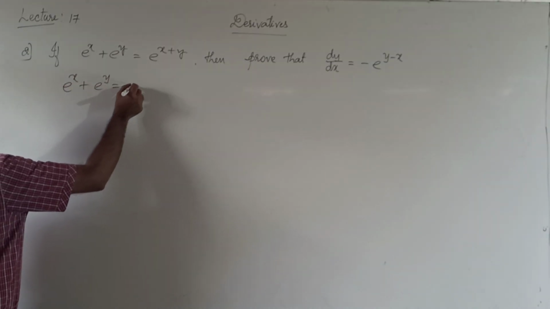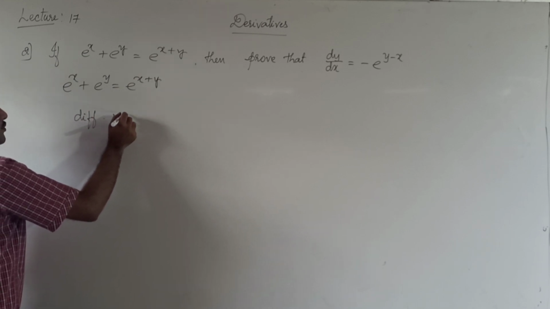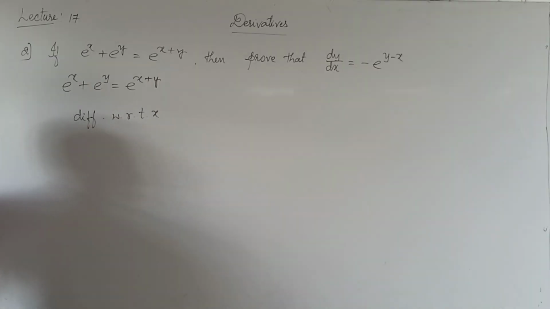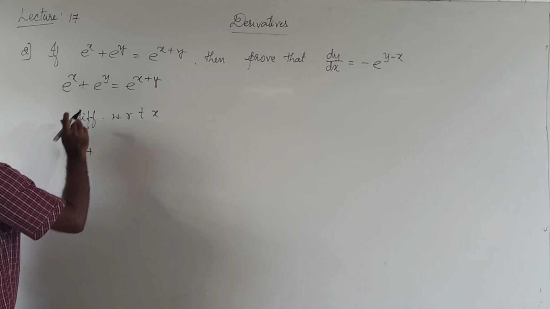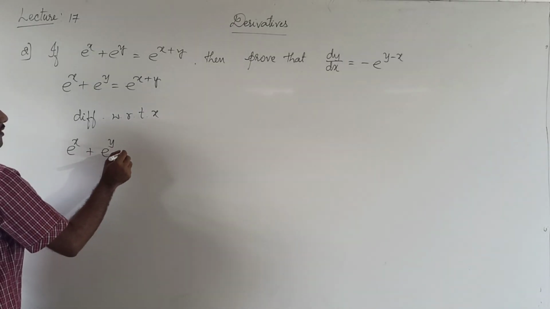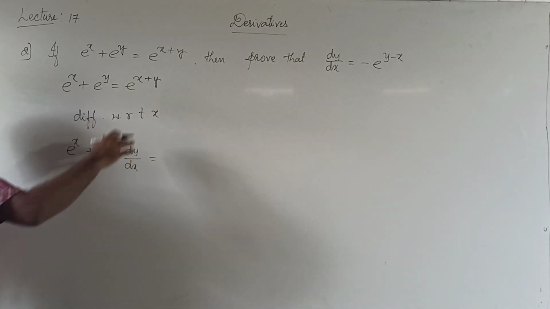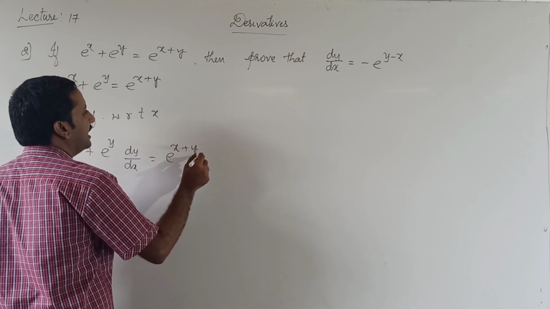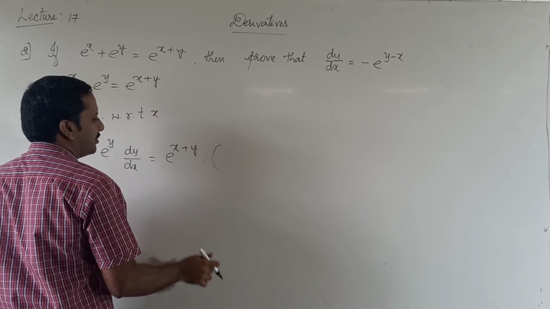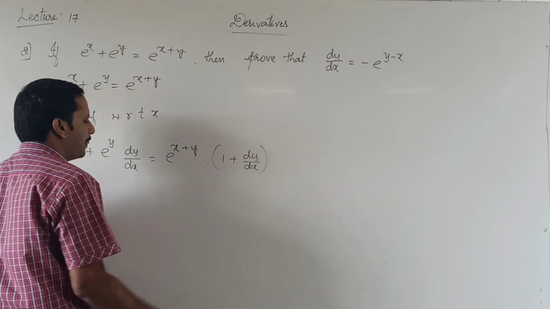Let us take e power x plus e power y is equal to e power (x plus y). Now we will differentiate this with respect to x. Derivative of e power x is e power x itself, plus the derivative of e power y is e power y into dy by dx, is equal to the derivative of e power (x plus y). Derivative of e power (x plus y) is e power (x plus y) into the derivative of (x plus y). Derivative of x is 1 plus the derivative of y, which is dy by dx.